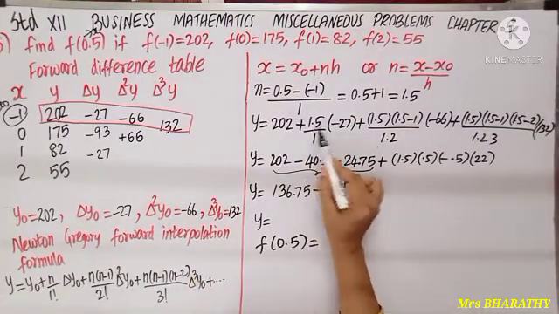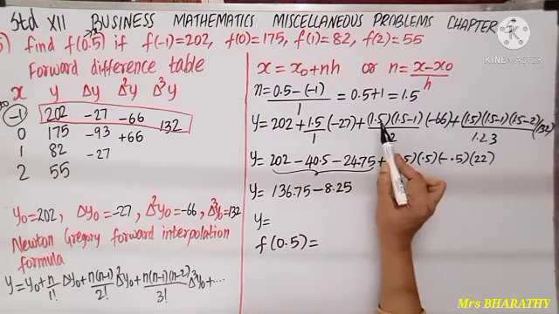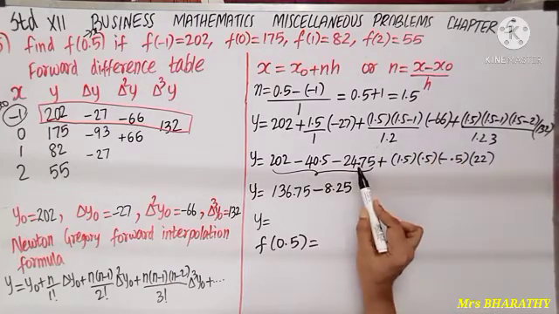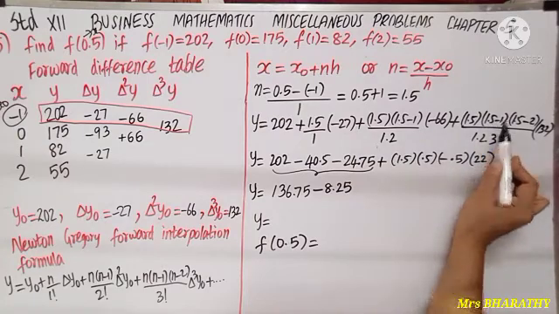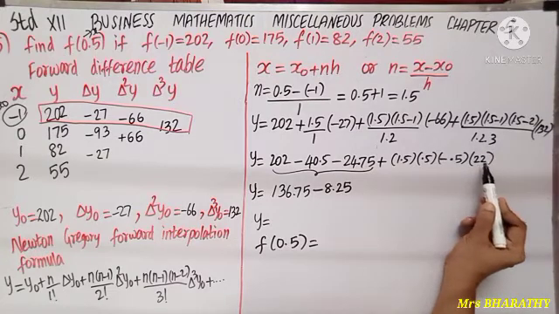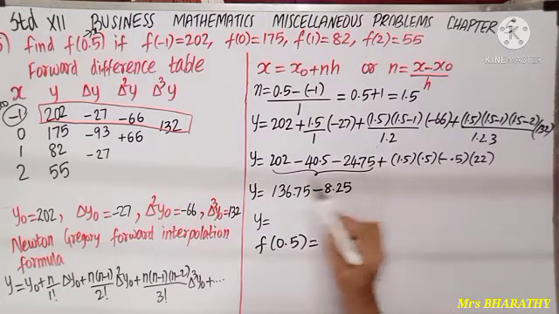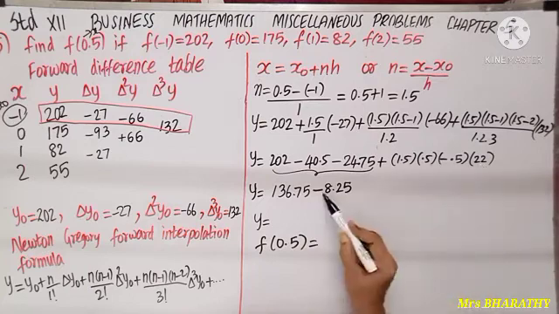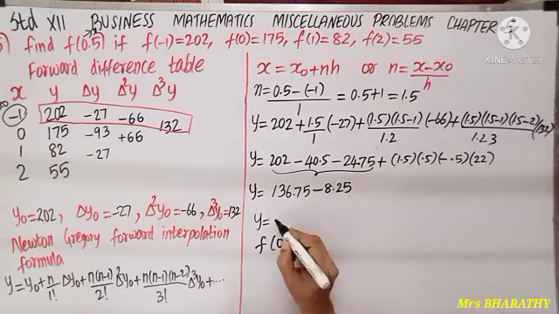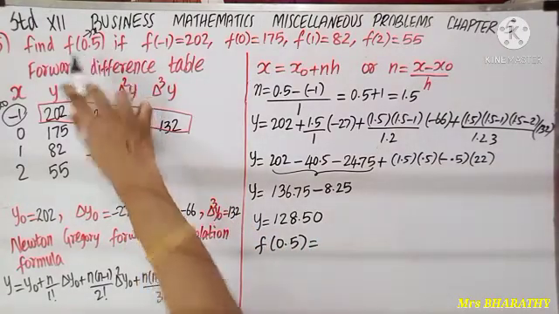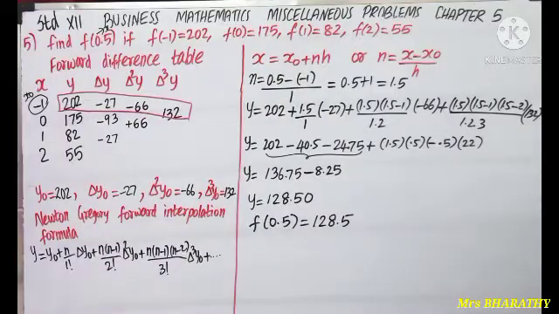202, 1.5 into minus 27, 1.5 into 0.5 into minus 66 by 2, 1.5, 1.5 minus 1, 1.5 minus 2, 132 by 2 into 3. As we multiply it all, these three together gives me 136.75 and this 8.25. As we subtract, we get 128.50. My question is f of 0.5, which is 128.5, and that completes the answer.